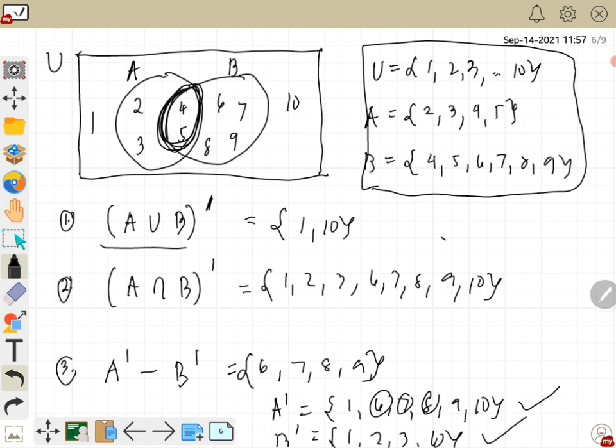So that is how we list down the elements of these a little bit complicated operations, combinations of other operations, using this Venn diagram.